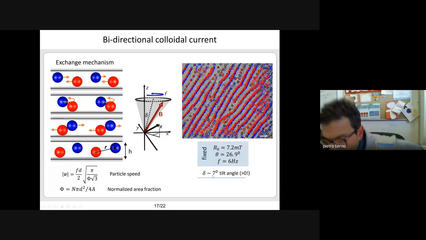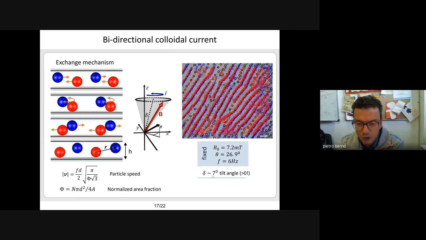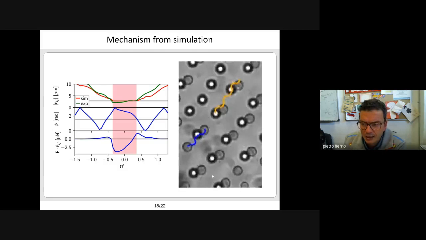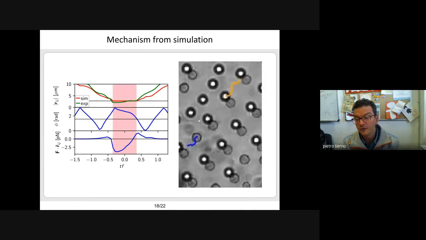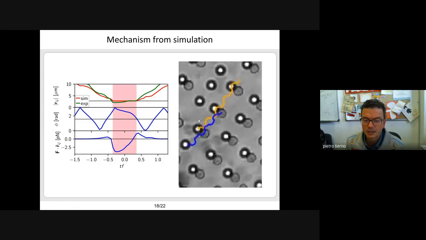We could roughly measure it. It's not easy to measure because it's just the presence of a small unwanted field, like the Earth's magnetic field, that can cause this precessing field to be tilted. It's already enough to break the symmetry and to create these currents. So this is the mechanism that we unveiled with the numerical simulation.